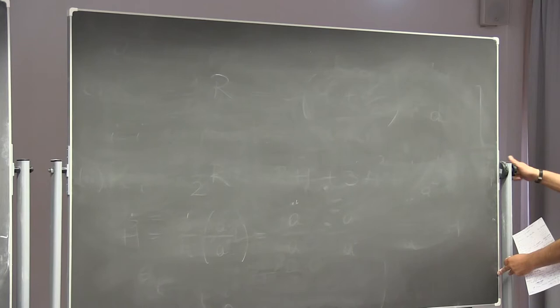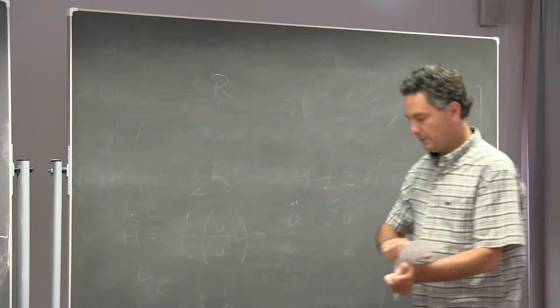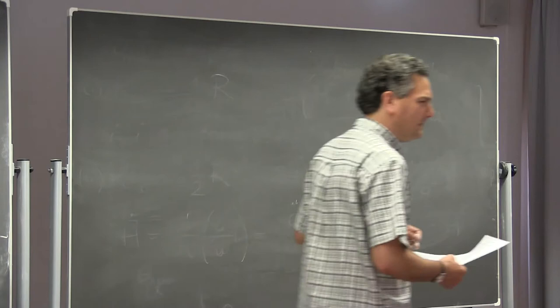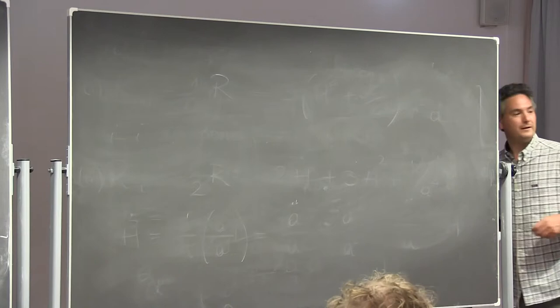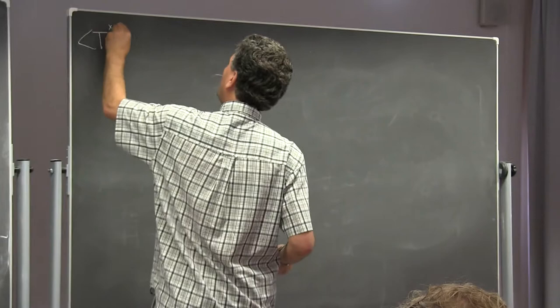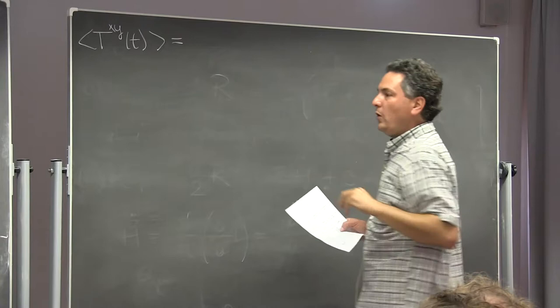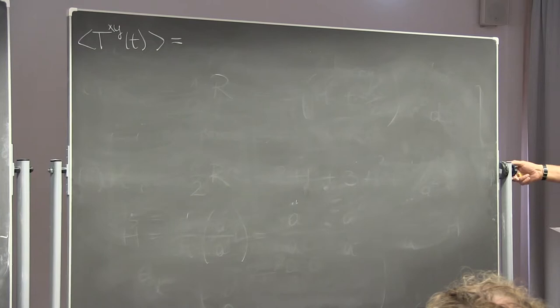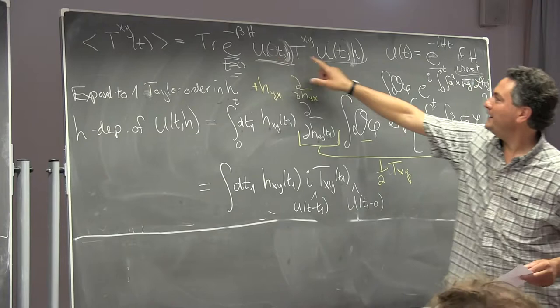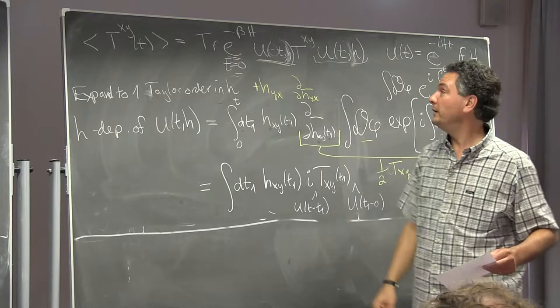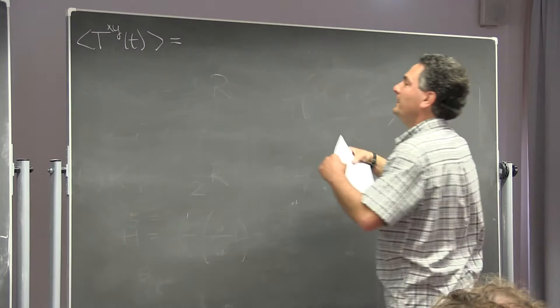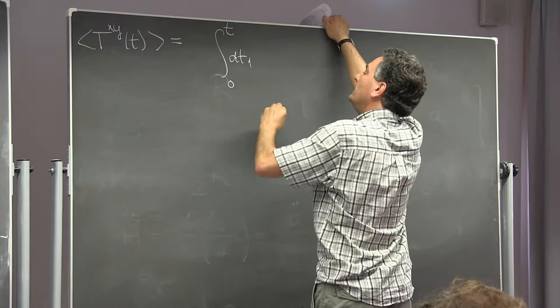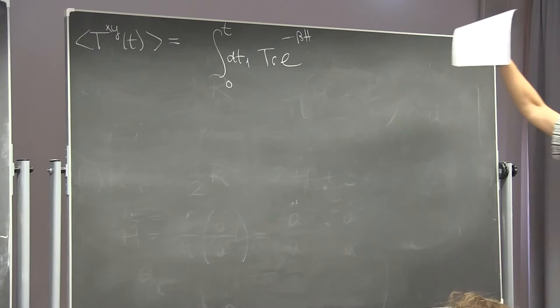Okay, so where were we? We're almost out of time. So my expectation value for txy at time t is, here we have the evolution on one side, and here we have the evolution on the other side. This just means everything's a thermal expectation value. Okay? And so from here I get an integral from 0 to t dt1, and then I get trace e to the minus beta h, so that it's a thermal expectation value. I guess there's a 1 over z also.